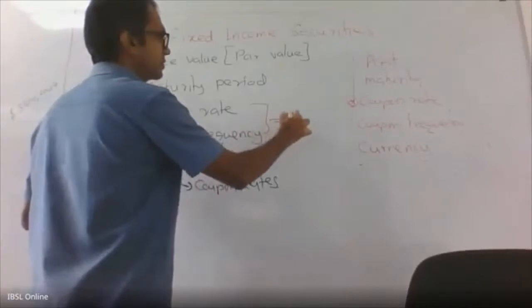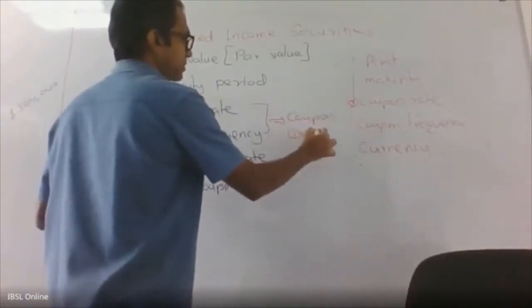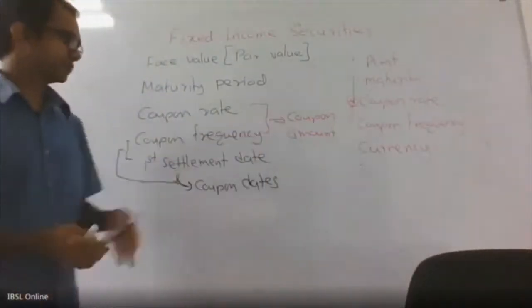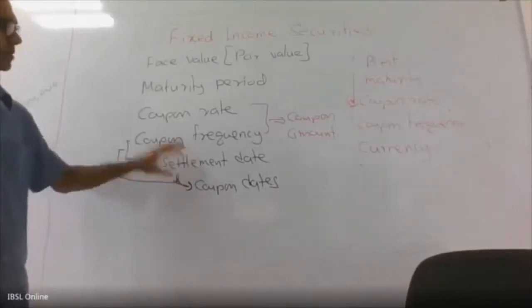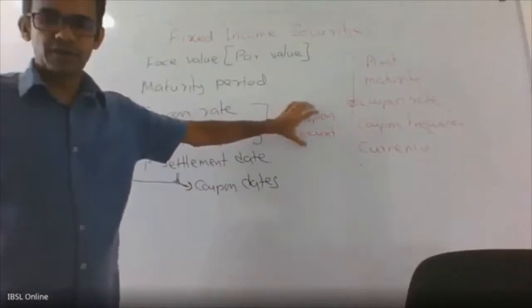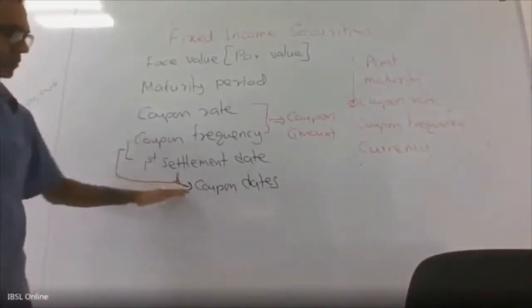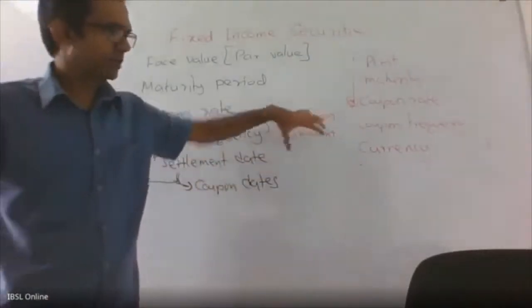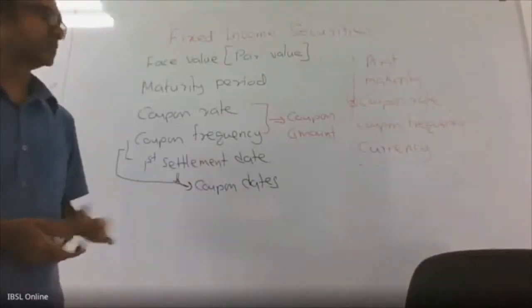These decide the coupon amount. To calculate the coupon amount, you don't need to know the first settlement date or the coupon dates. Just the coupon rate and coupon frequency. You can derive the coupon amount. But with coupon frequency and first settlement date, you can decide the coupon dates. Coupon dates and coupon amount, in combination, you can prepare the future cash flows.